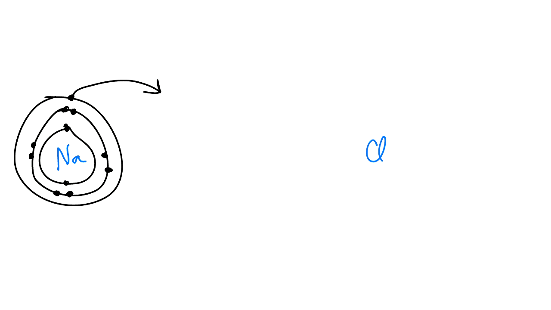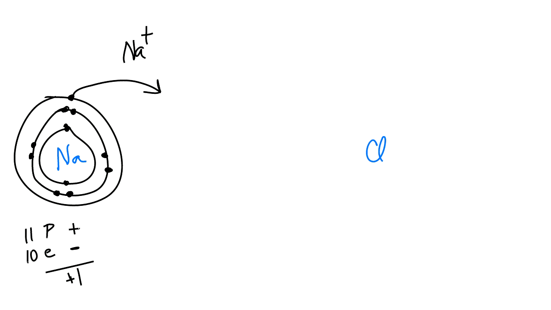Now sodium, it still has 11 protons, right? So it still has 11 pluses, but it's given up an electron, so it only has 10 electrons or 10 minuses. So 11 minus 10 means that it's got a charge of plus 1. So we would say sodium is now an ion, and it has a charge of one positive charge.